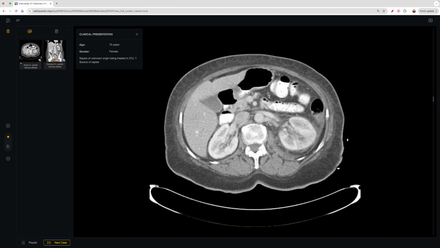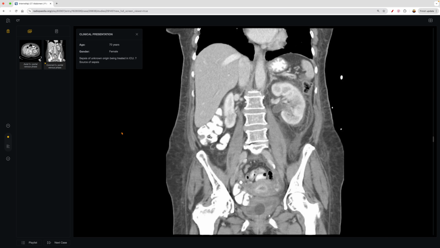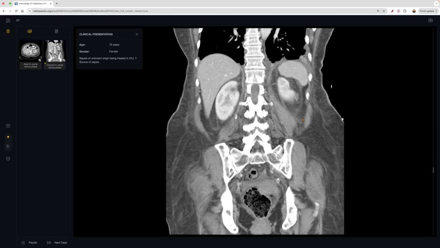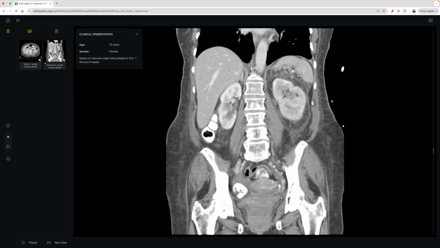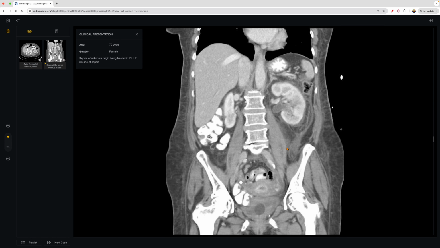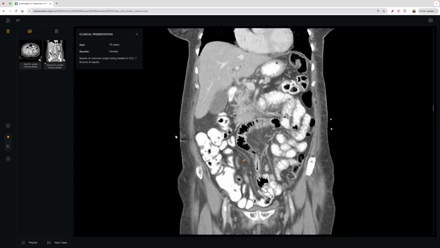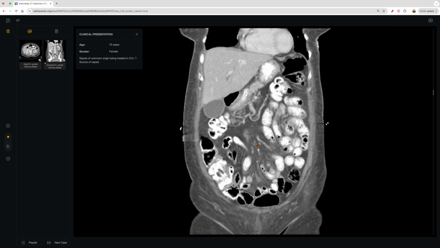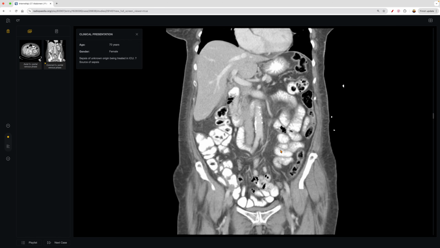Alrighty, so for this case, look at the coronal. We have a 70-year-old female, sepsis of unknown origin, treated in the ICU, and they're trying to identify the source of infection. Alrighty, so one thing that stands out is certainly the kidney, right? So we're looking around the kidney, and typically, remember, we're looking for the mesentery being very dark, right? I know the image in itself is a bit brighter than usual. That's certainly fair to say.